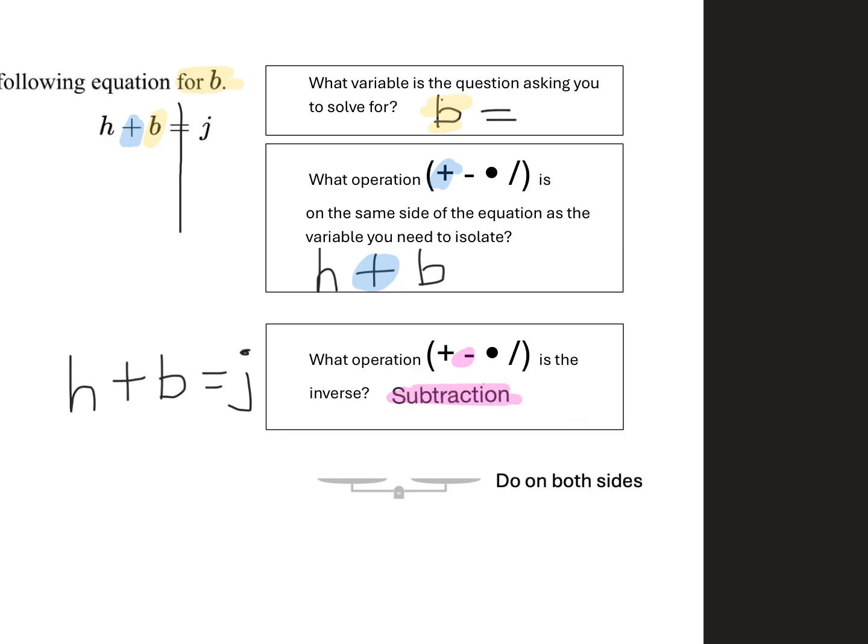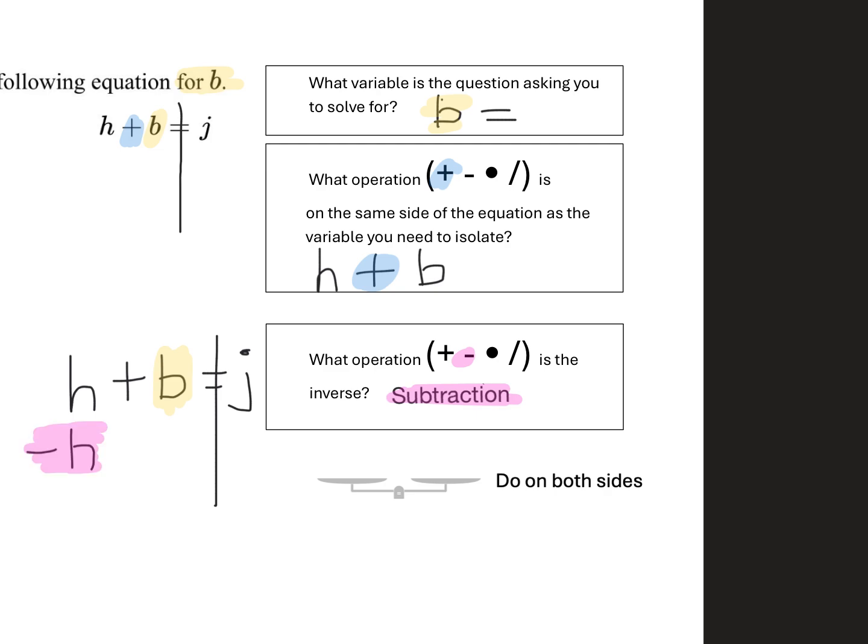Now I'm going to bring my equation down. I'm going to remind myself that the variable that's not going to move is B. So that means that I must cancel out the H, because the H is what's on the same side of the equal sign as the B. And so I am going to subtract H.